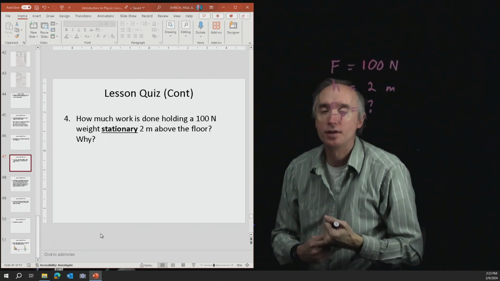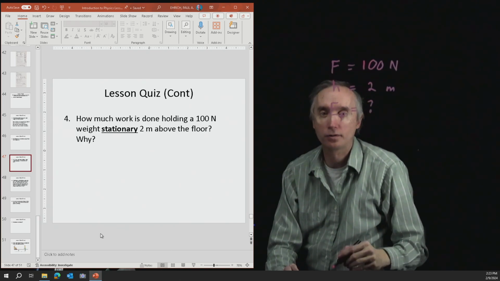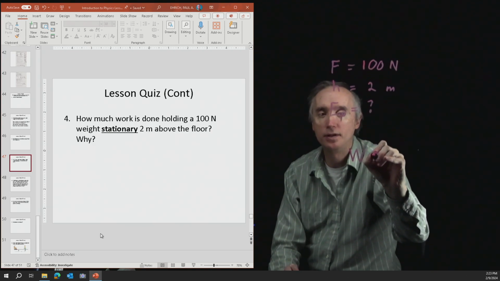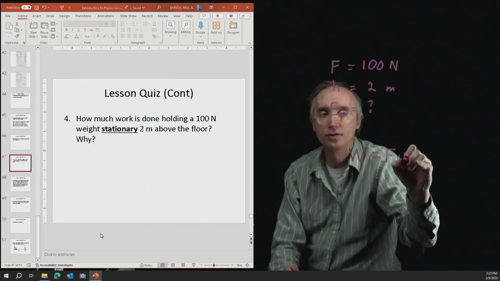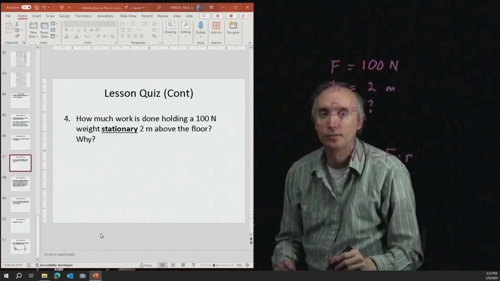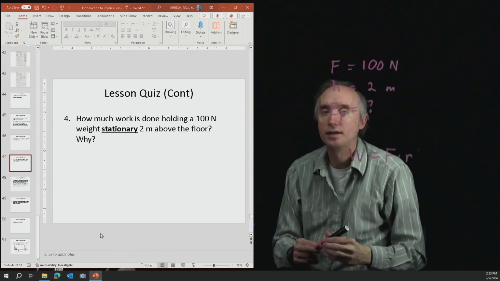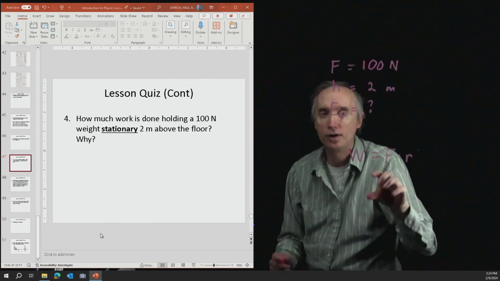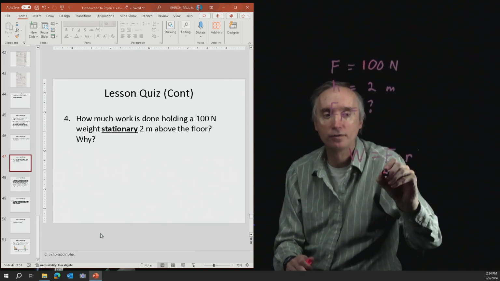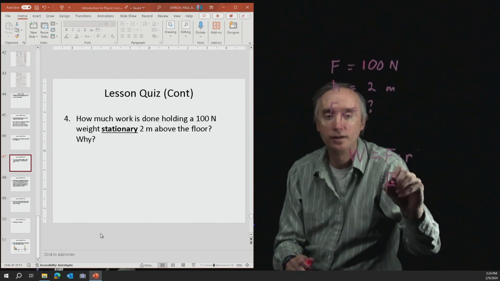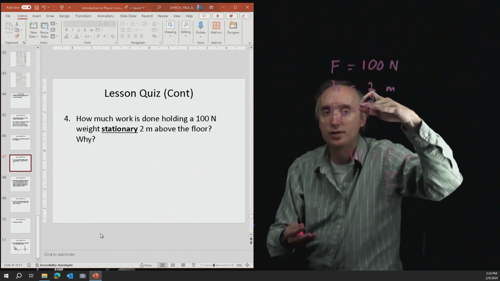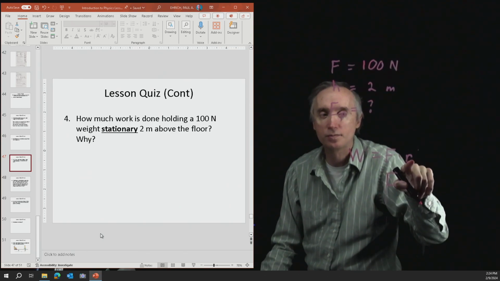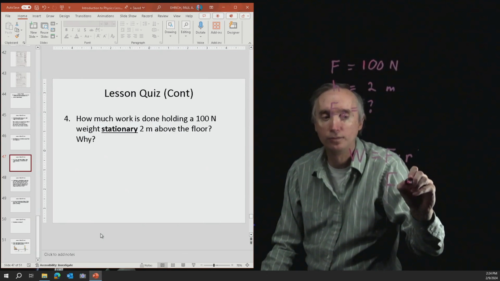Okay, what is the formula for work? So it's asking how much work is done. So work is going to be equal to force multiplied by distance. Okay, but it says that it is stationary, so it's not moving. Now you do have a tremendous amount of force here, but once it's stationary, it's not moving anymore. So the distance that it's moving is going to be 0.